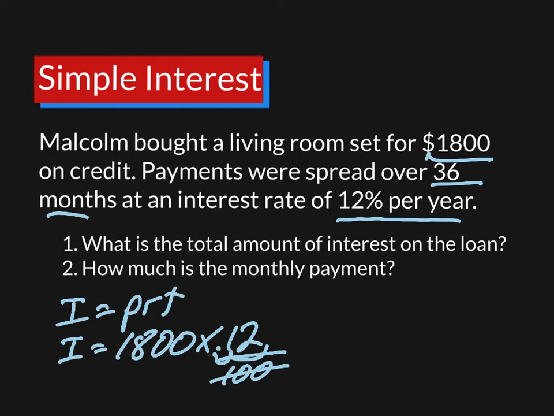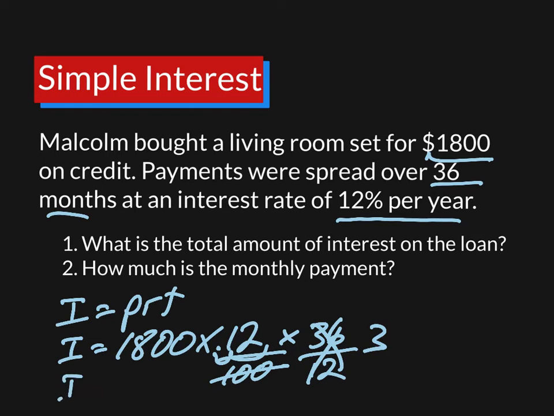So it's 1,800 times 0.12 times 36, but it's 36 months and 1 year is 12 months, so it's 36 over 12. And again, we could just divide those in now, or we could wait and divide afterwards. But 36 divided by 12 is going to be 3. So we have 1,800 times 0.12 times 3.